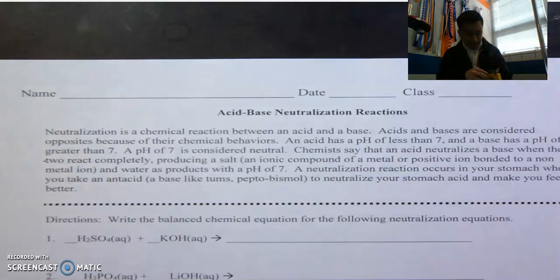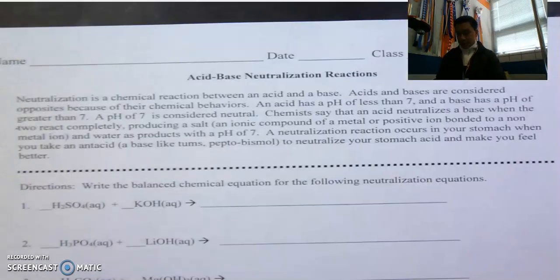Welcome to today's lesson. This is a lesson on acid-base reaction. Okay, you have here in front of you the acid-base reaction worksheet. You should have this on the back. It's the combustion reaction worksheet. And so we'll do the acid-base reaction first.